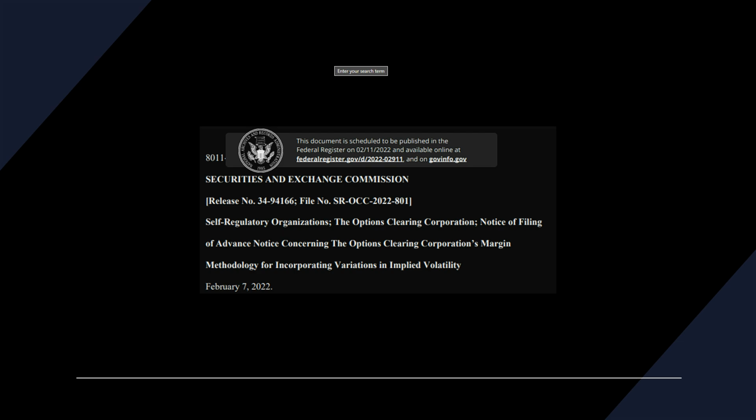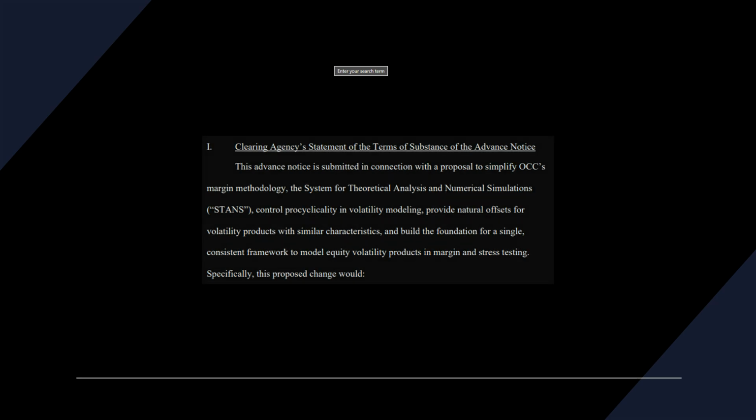Now, this is not filed immediately. This is just an advance notice. This may take some time here. Options Clearing Corporation's margin methodology is going to be looked at in regards to incorporating variations in implied volatility. So, real quick, clearing agency statement of the terms of substance of the advance notice.